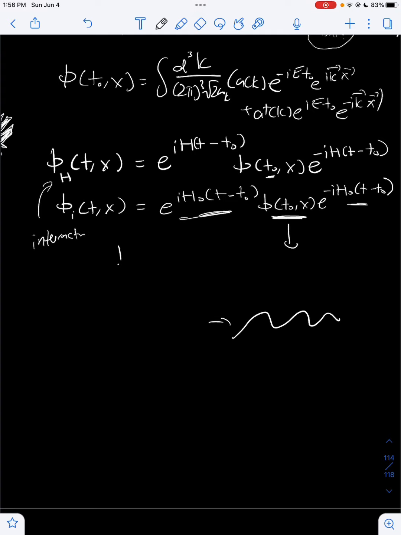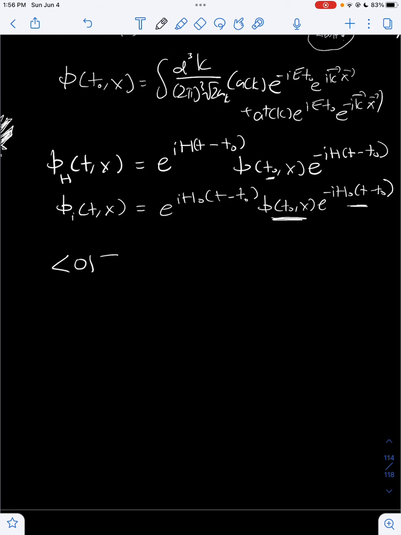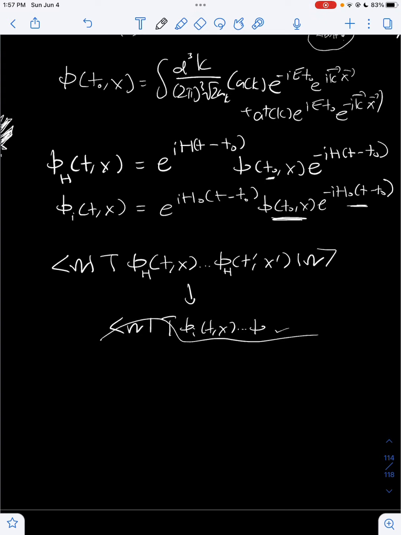You might ask, okay, what is phi of t naught x? Well, that's just a moment in time, so it's not really anything. And we wanted to find out the endpoint correlators. It would be really nice if we could somehow use the interaction picture to replace this over here, where these are all in the Heisenberg picture, since they are interacting fields, and replace them with the interaction picture fields. How can we do that?